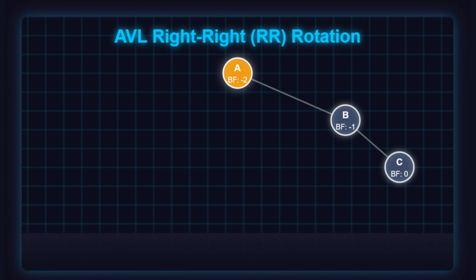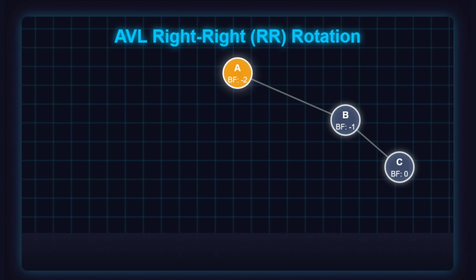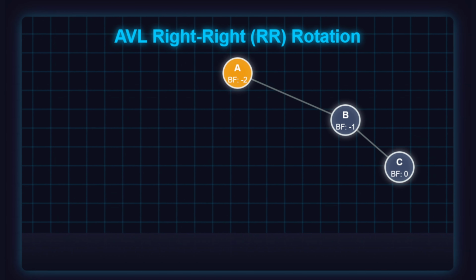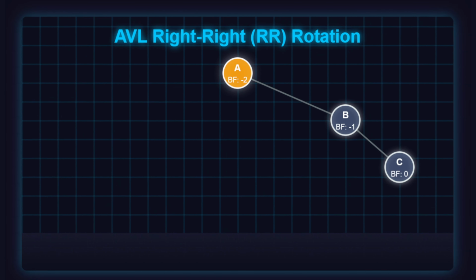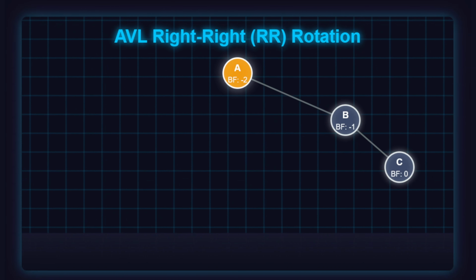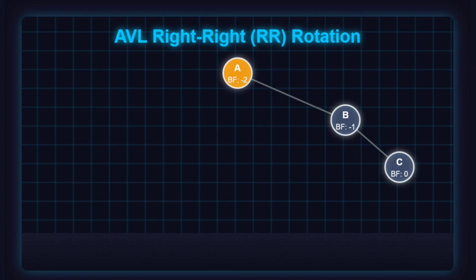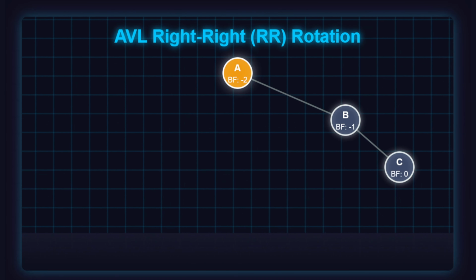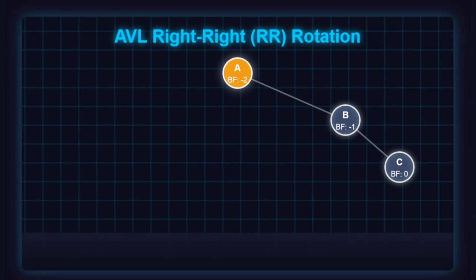This rotation swings the heavy right subtree upwards to rebalance the tree. Visually, imagine node B, A's right child, pivoting upwards to become the new root. Node A will then descend and become the left child of node B. Node C, B's right child, will remain B's right child.